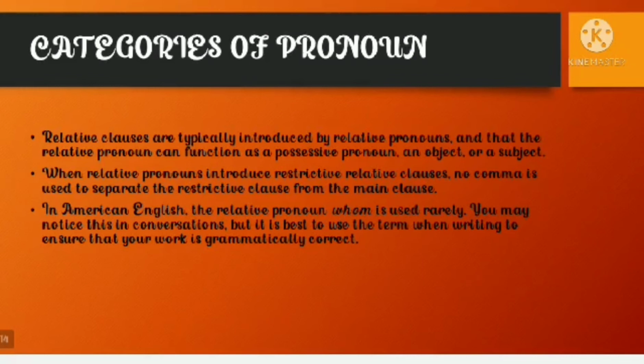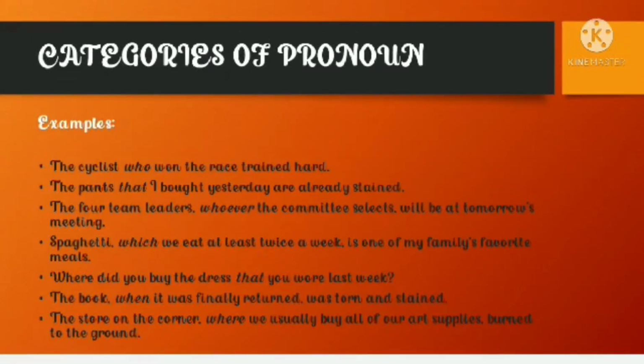So we have examples. First is, the cyclist who won the race trained hard. So the relative pronoun used is who. The second is, the pants that I bought yesterday are already stained. The relative pronoun used is that. The third example is, the 4 team leaders whoever the committee selects will be at tomorrow's meeting. The relative pronoun used is whoever.